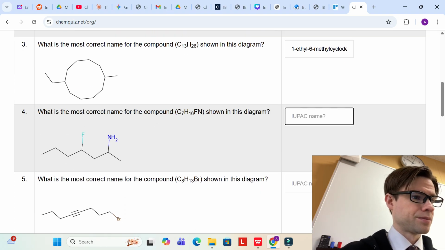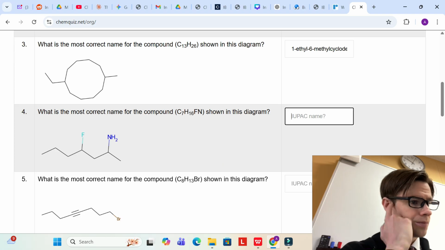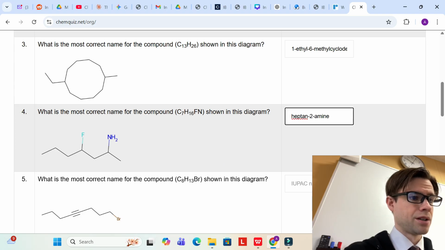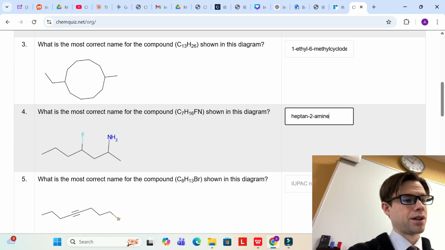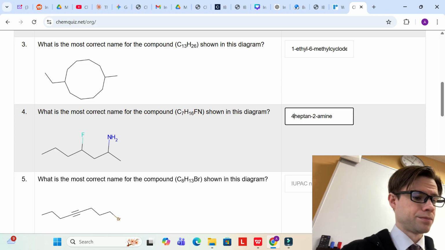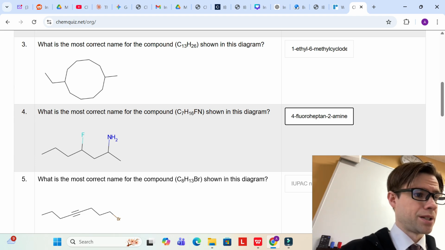Number 4 then. So we have a long straight chain. It's got fluoro and amine. So amine has higher priority. We need to make that as low as possible. How many carbons in this? 1, 2, 3, 4, 5, 6, 7. Hept, an-2-amine. If I start labeling this chain from the right side, this amine group will be on number 2. And then that will leave the fluoro group, 1, 2, 3, 4, fluoro, counting from the right side. 4-fluoroheptan-2-amine.